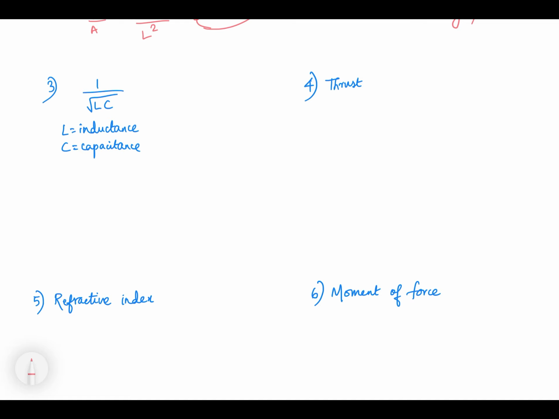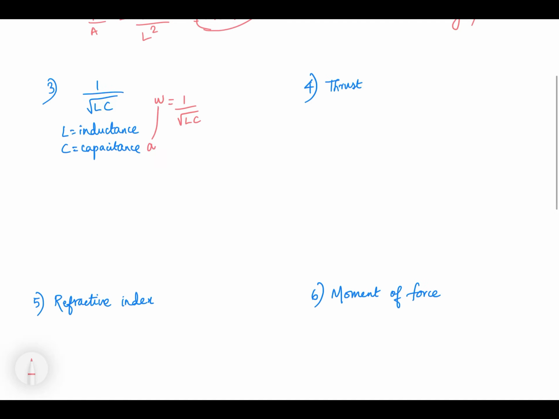Let's go to 1 by root LC. So if you see what is inductance, what is capacitance, and you start finding the dimension of each of these and then you find the dimension of 1 by root LC, it is going to consume a lot of time unless you have already done it before. So just remember this formula. This is from the chapter alternating current, AC. Okay, so omega is equal to 1 by root LC.